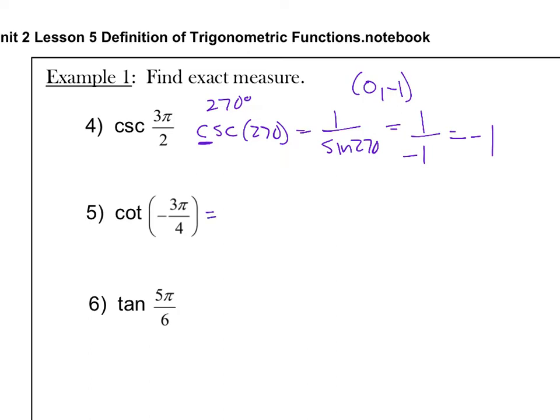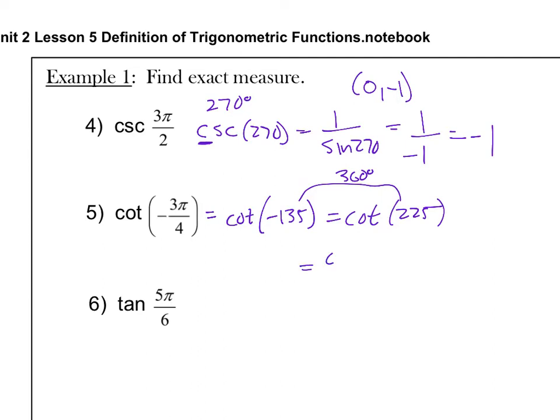Cotangent of 3 pi over 4 looks like this, or negative 3 pi over 4. Negative 3 pi over 4 is negative 135, which matches up to 225. Remember, one positive, one negative, but they still have to add up to 360 degrees. So cotangent, remember, tangent is sine over cosine, so cotangent is going to be the cosine of 225 over the sine of 225.